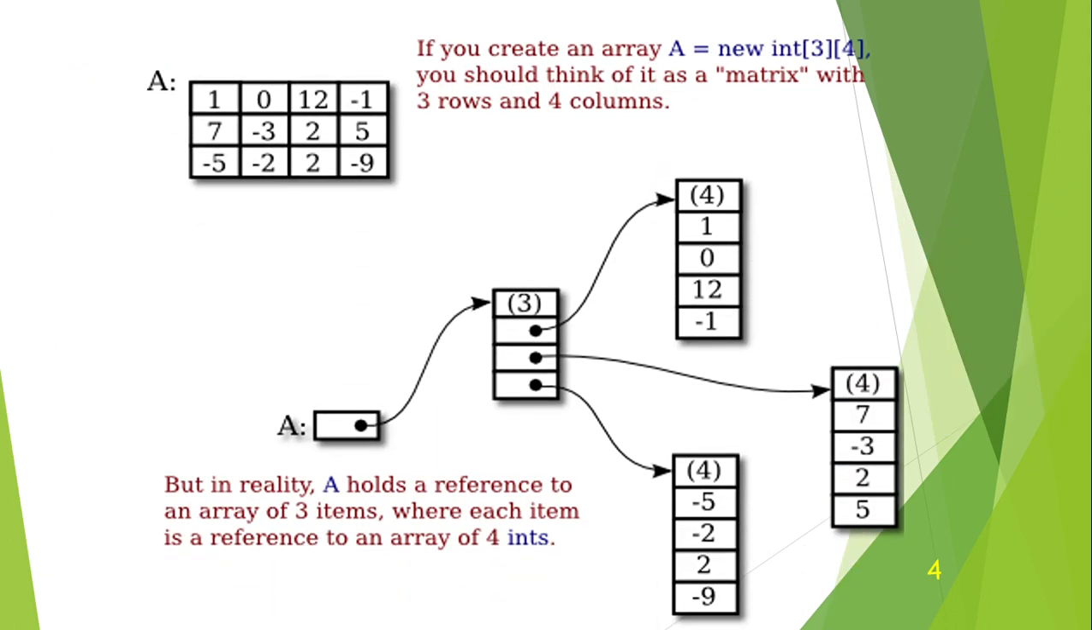So each item is a reference to an array of 4 ints. So there are totally 3 items here. The first one, 1 0 12 minus 1, is itself an array, which is considered as an element in the two-dimensional array, and the second one is 7 minus 3 2 5, and the third one is minus 5 minus 2 2 and minus 10.